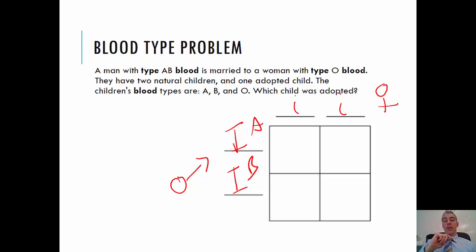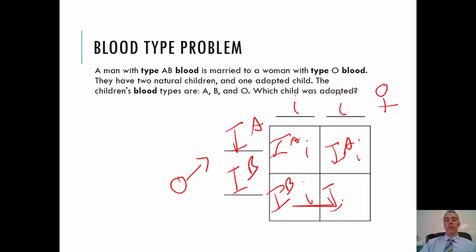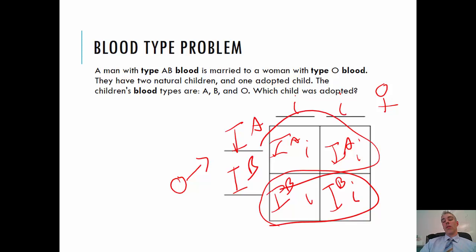The children's blood types are A, B, and O. They have 3 kids. Which child had to have been adopted? Well, let's see what are the possible. So one of the 3 children was adopted. So we have big IA, little i, so we have type A blood there, big IB, little i, B blood, and big IB, little i there as well. So what types do we have? We have B blood and A blood. We do not get O at all in this cross. So we know that the O child had to have been adopted.